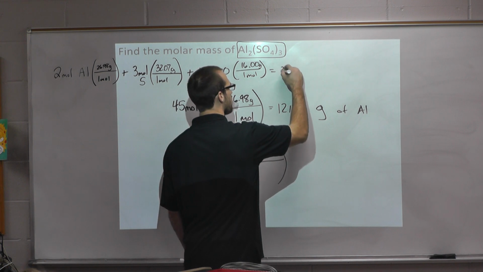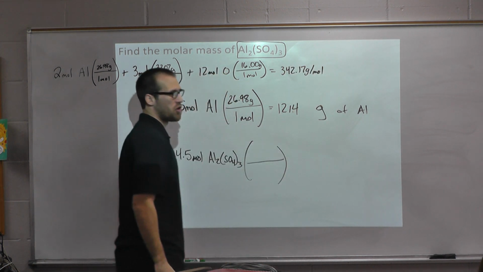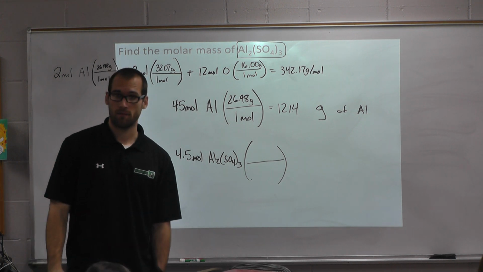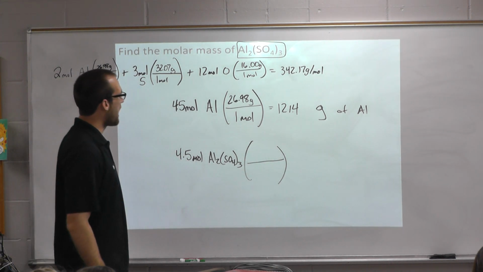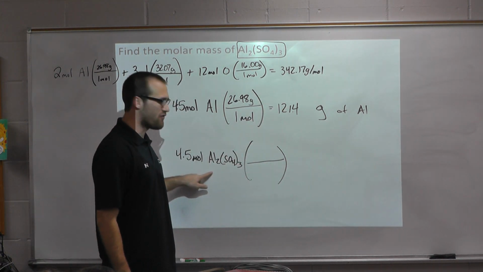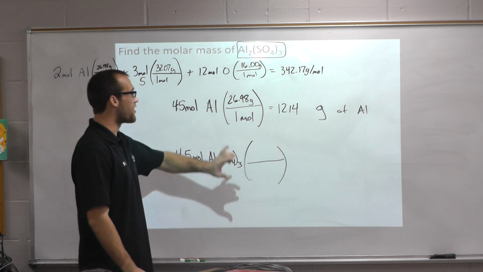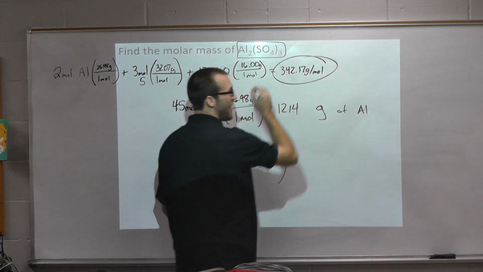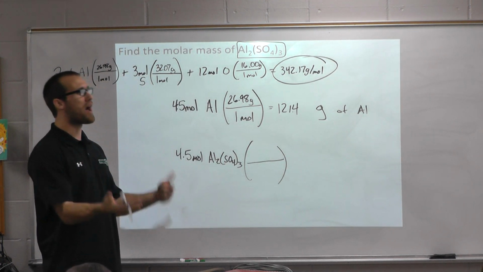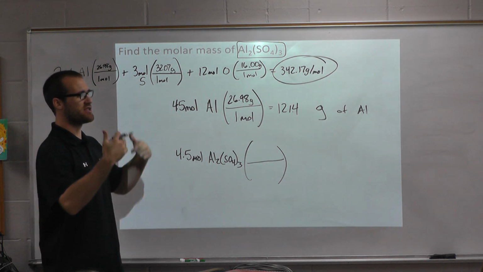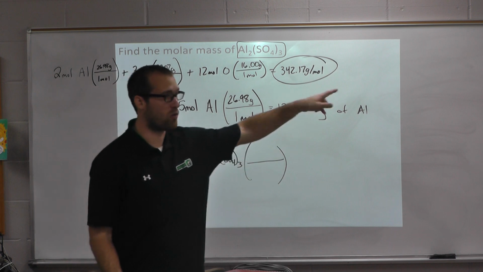342.17 grams per 1 mole of your whole thing. Because don't we need it per mole? Okay, so that would be the mass of this if I had a mole of it. Now we multiply that by 4.5. Now you're going to take your molar mass that you just found and use it as your conversion factor. So it's the same process, except you just have to do a few more things to find the molar mass versus just looking up one thing.